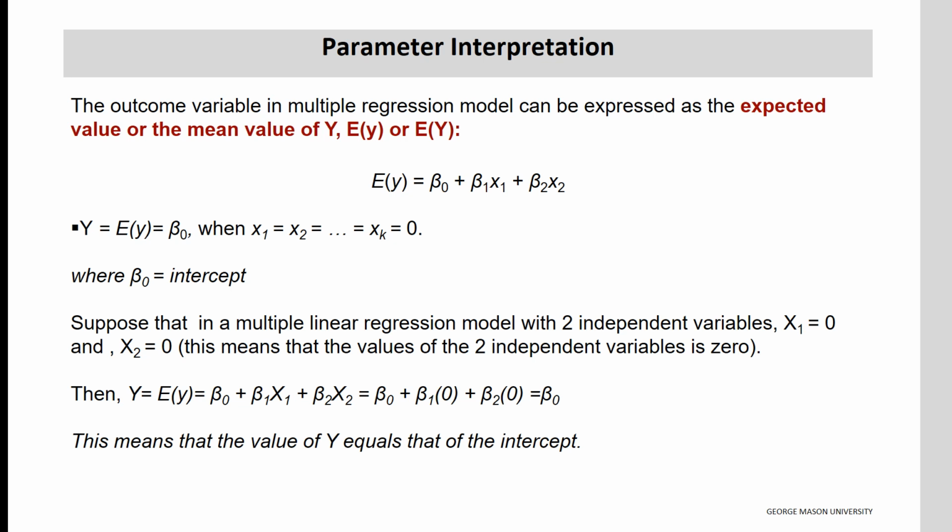Now, let's suppose that in a multiple linear regression model with two independent variables, x1 equals 0 and x2 equals 0, which means that the values of the two independent variables are 0. Then you can see here that once you set those values to 0, the mean value of y will equal the intercept, which is beta 0.